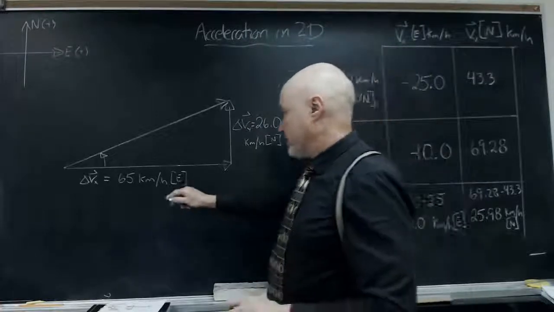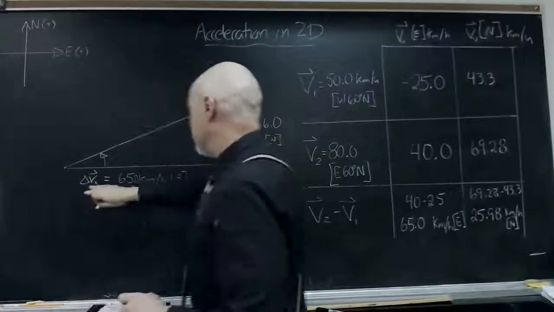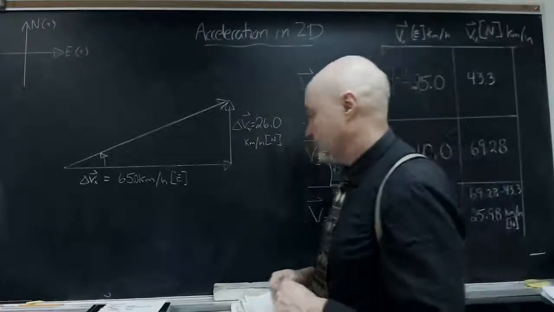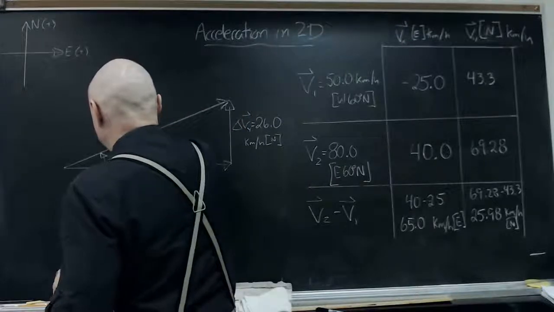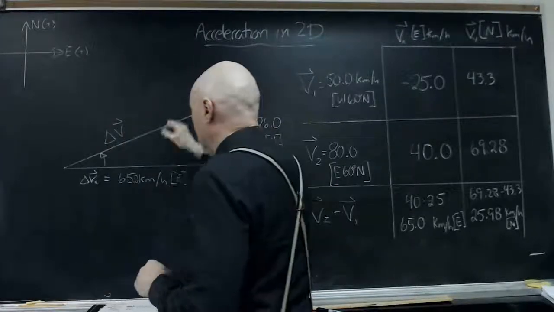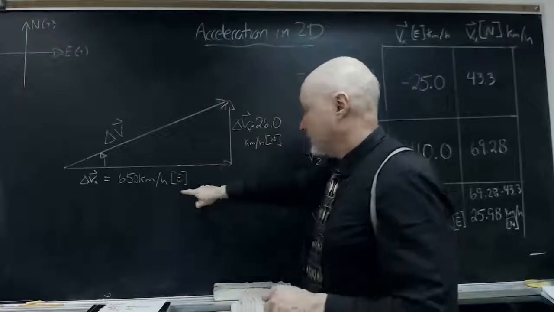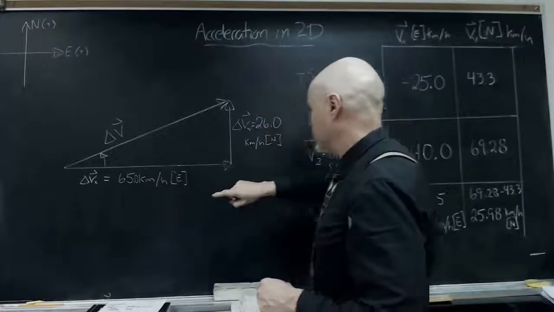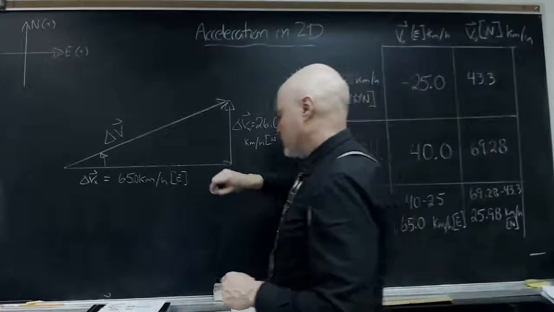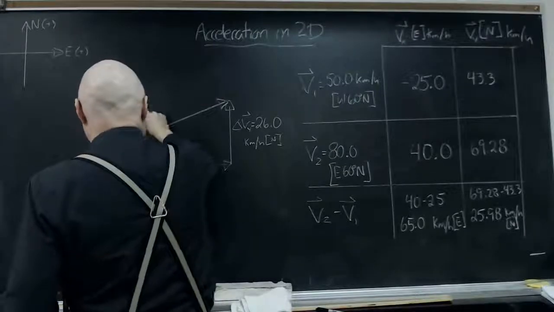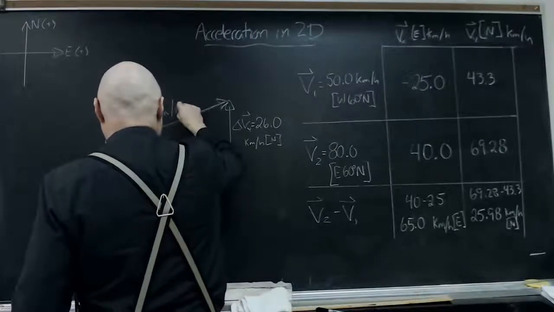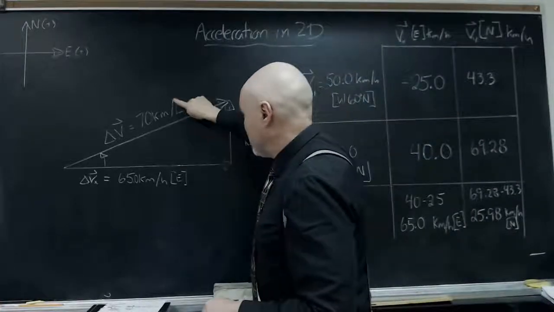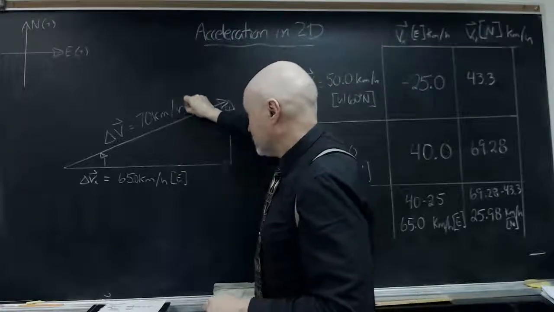Now that I've calculated the size of the change in velocity of these two components, I can add them together to get the total change in velocity. And so the final change in velocity, and this is overall, I can just calculate using the Pythagorean theorem. And so this is going to be the square root of 65.0 squared plus 26.0 squared, and that is 70 kilometers per hour. Because it's acceleration, it has both magnitude and direction, so that's not 70 kilometers per liter, by the way.